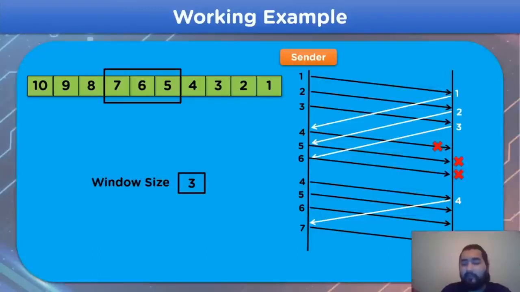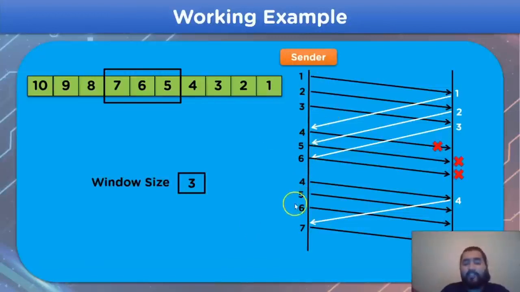Similarly, let's move on to frame number 5. But before we do that, let's count the position of the 5th frame in the transmission order. 1, 2, 3, 4, 5, 6, 7, and 8. That's correct.